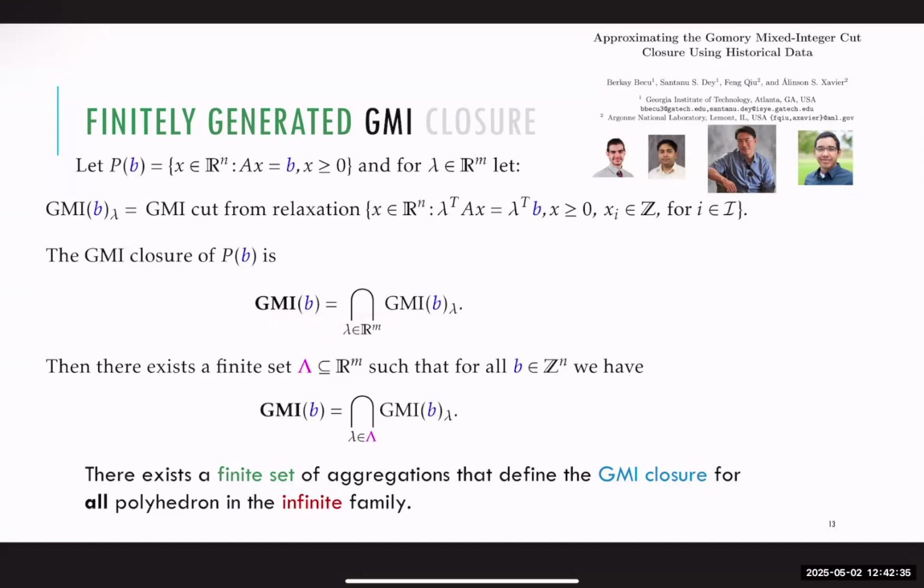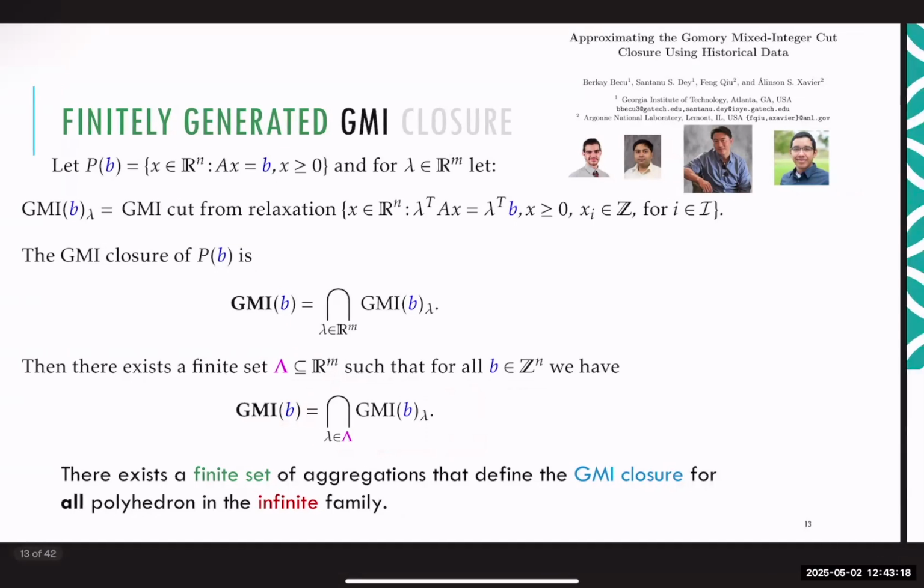Basu, Chu, and Xavier generalized the result for a parametric family of polyhedra in the context of approximating the GMI closure using statistical data. Okay, so the result is the following. There's a finite set that works for all your polyhedra, all your right-hand sides. So the GMI closure, no matter which right-hand side you use, is defined by this same set of finitely many lambdas. So this is a nice result, even when you have infinitely many right-hand sides. Okay. So yeah, this is the result I know from the literature regarding cutting planes. Very new result.